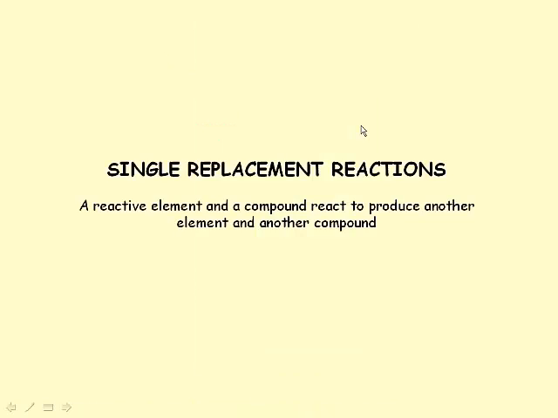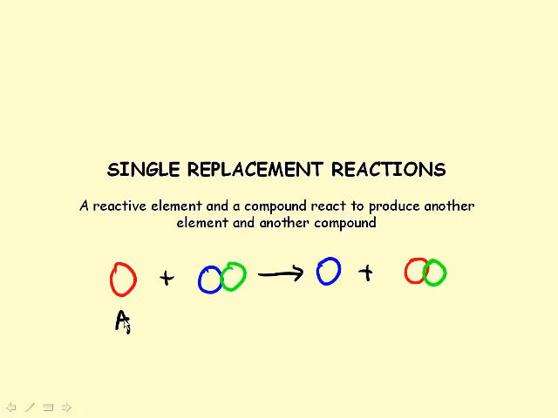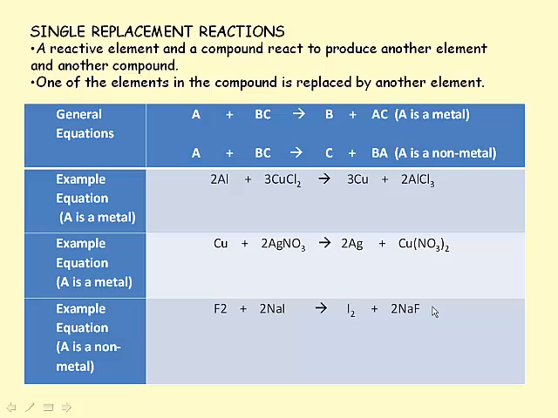Single replacement reactions. In a single replacement reaction, a reactive element and a compound react to produce another element and another compound. So you might start with a substance A, and it reacts with the substance B, C, and at the end of the reaction, you have replaced B with A. So it's called a single replacement reaction.